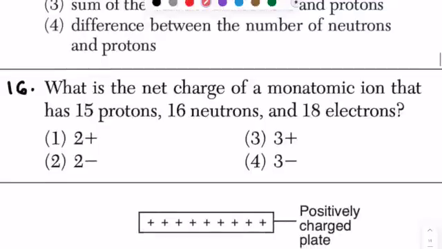What's the net charge of a monoatomic ion? Now here we're talking about an ion that has 15 protons, 16 neutrons, and 18 electrons. This question is similar to the one that we did before. I think it's the same question. So that should be 3 minus because we have 3 more electrons.